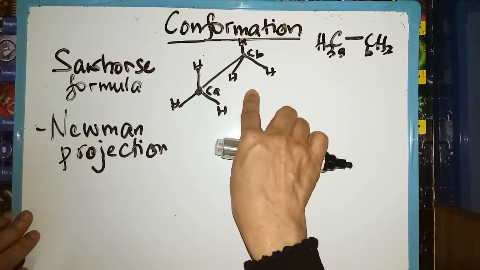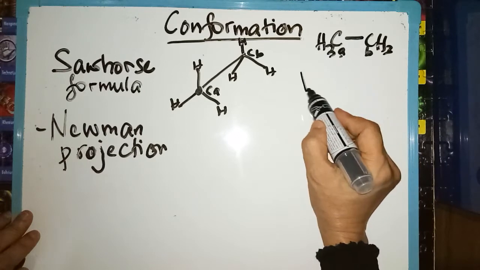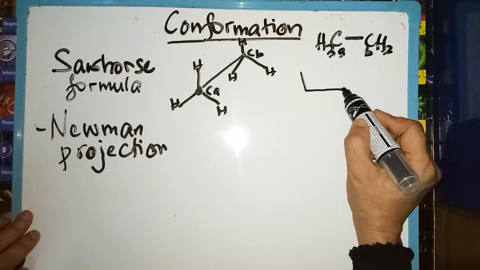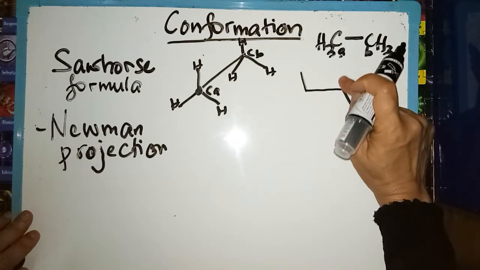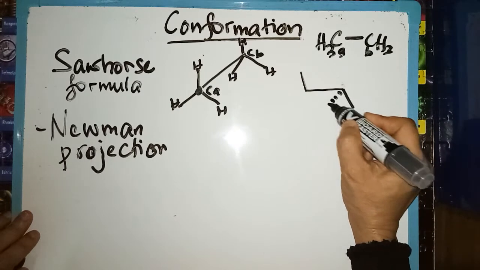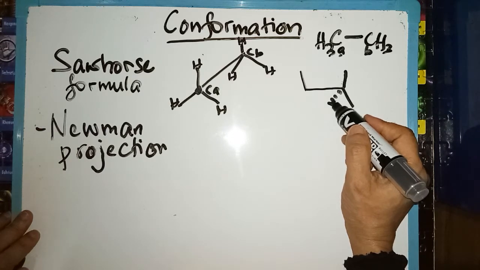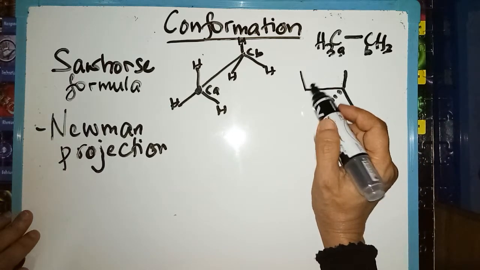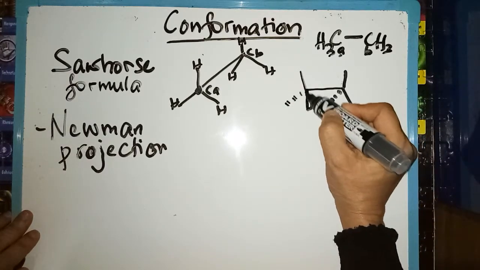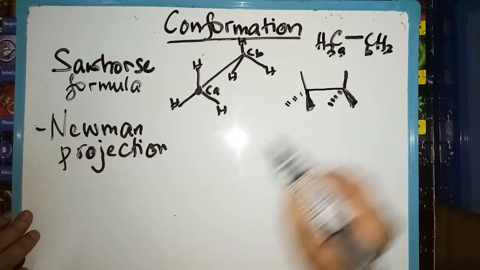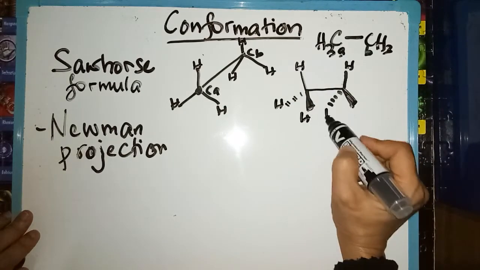If I want to put the sawhorse into 3D form, what I can do is I have one plane, another one plane also coming out, and then I can write this. This is wedge. This is dash, meaning that it's away from you, and this is also dash away from you, and another one is wedge, meaning it's pointing towards you. Another one is plane, which is up there. Okay, this is an example of a sawhorse.